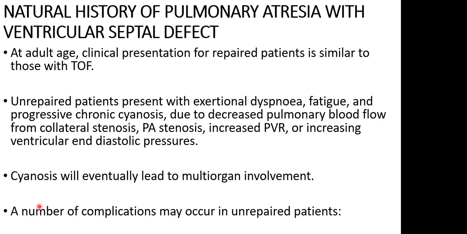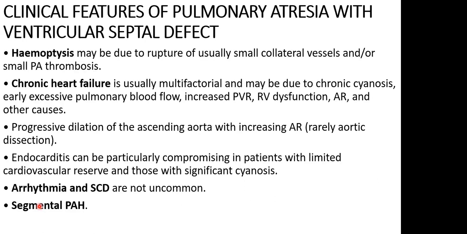So at adult age, clinical presentations for repaired patients is similar to that of TOF, as I mentioned earlier. Cyanosis will eventually lead to multi-organ involvement. A number of complications can occur in unrepaired patients. So they present with hemoptysis, which may be due to rupture of the small collateral vessels or due to small pulmonary artery thrombosis.